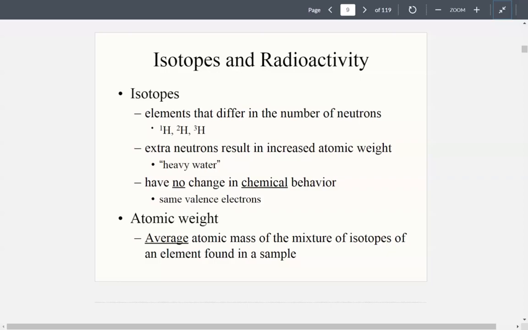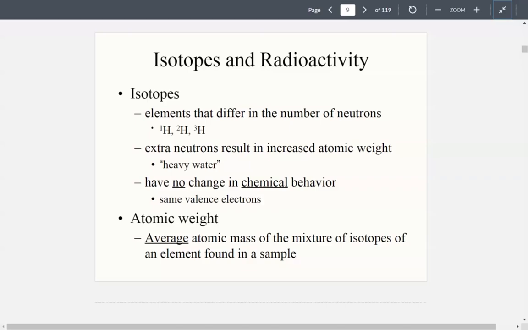And this will bring to something known as heavy water. We're really not going to touch on that here. That being said, even though it increases the atomic weight, it will not change the chemical behavior. So it's still going to have the number of electrons. The electrons are still going to interact with other atoms the exact same way.